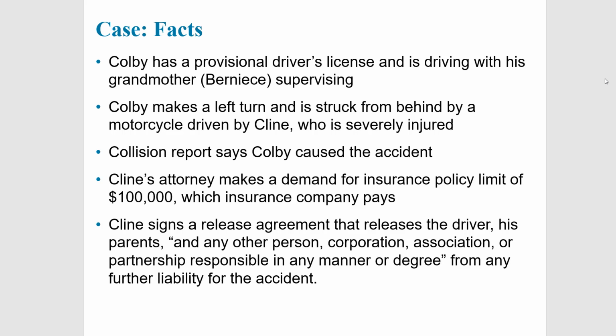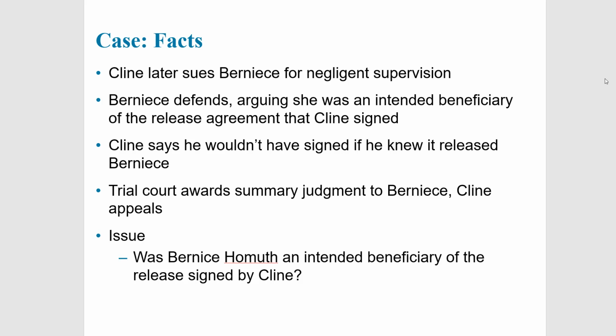Klein later sues Bernice for negligent supervision, trying to get some extra money out of this. Bernice defends, arguing that she was an intended beneficiary of the release agreement that Klein signed. Klein further says that he wouldn't have even signed the release if he knew it released Bernice as well. The trial court awards summary judgment to Bernice. Klein appeals. So it goes to the appellate court, and the issue at hand is, was Bernice Hormuth an intended beneficiary of the release signed by Klein?